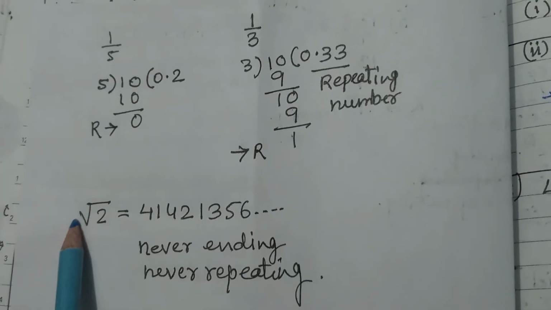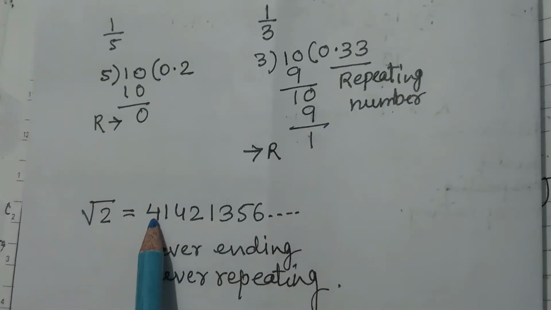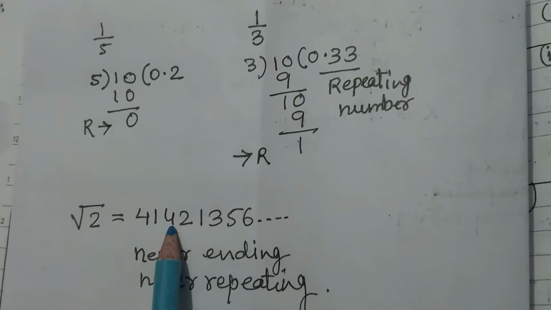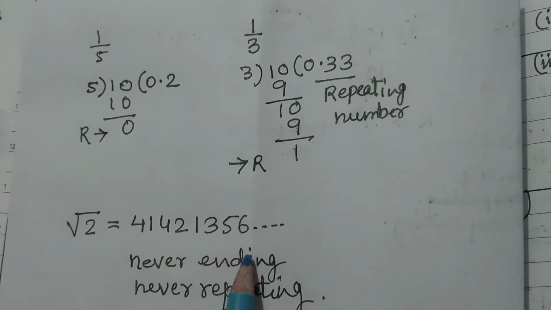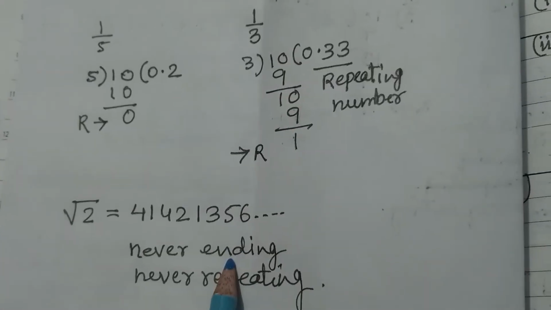And the next one is root 2. Root 2, its value is 1.41421... That means it is never ending and never repeating. So there are three types. Now you check these three types.